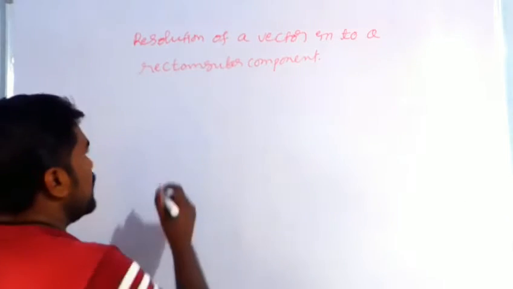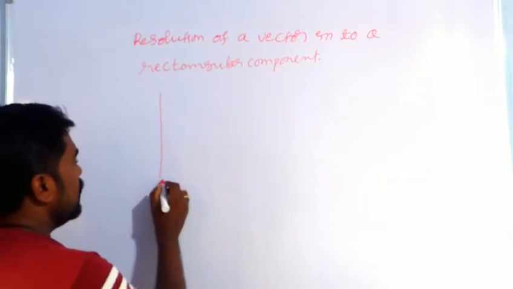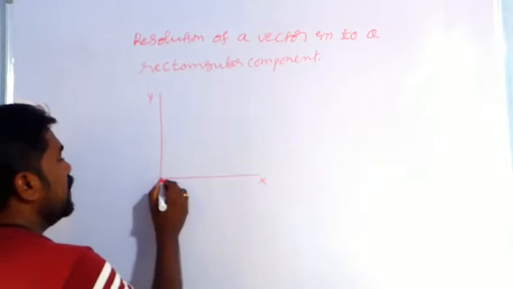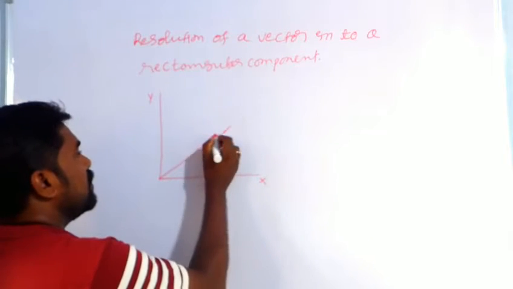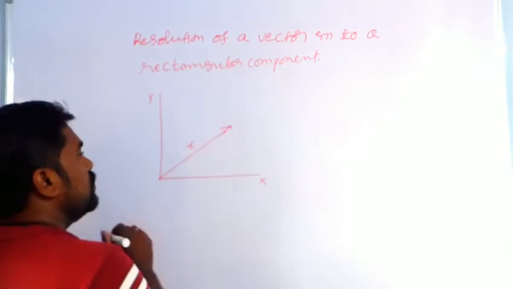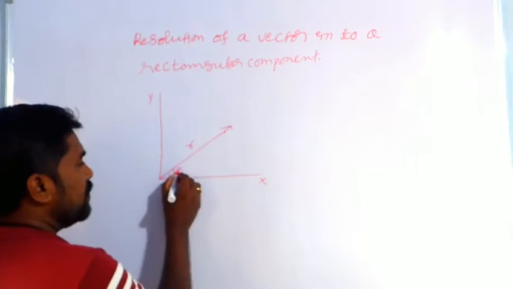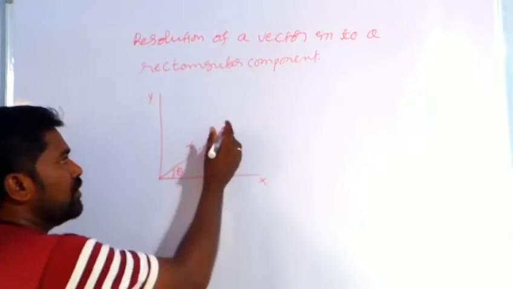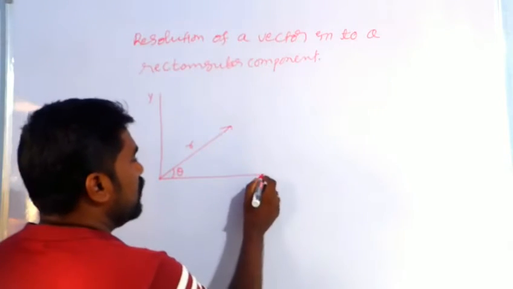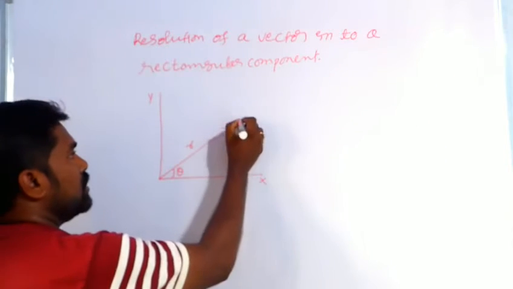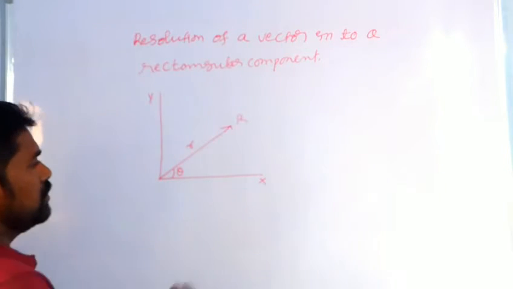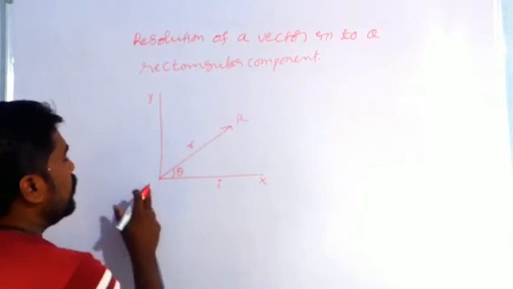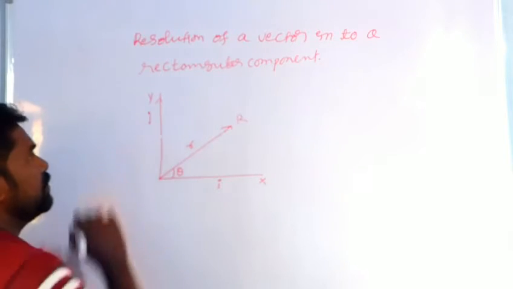Let us consider a vector R located in the xy plane. This is the x-axis and this is the y-axis. The vector R makes an angle theta with the horizontal. Now we have to find the resolution of the vector into rectangular components. The unit vector along the x-axis is i, and the unit vector along the y-axis is j.